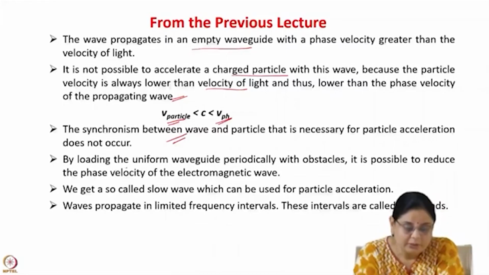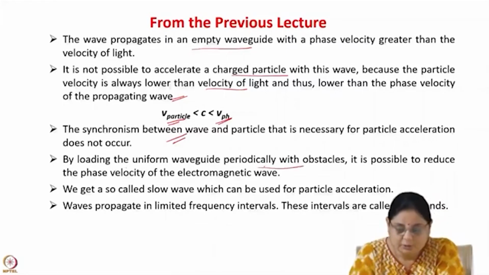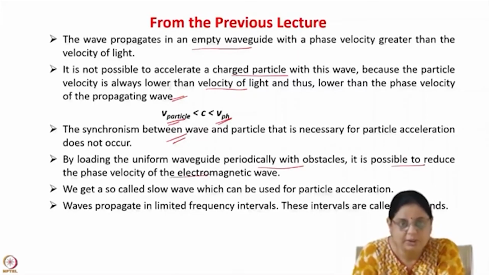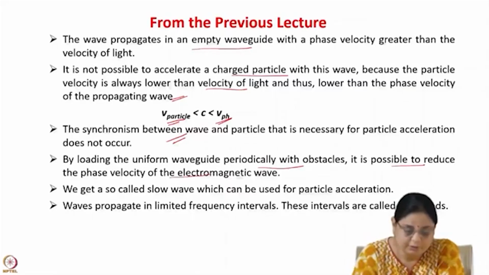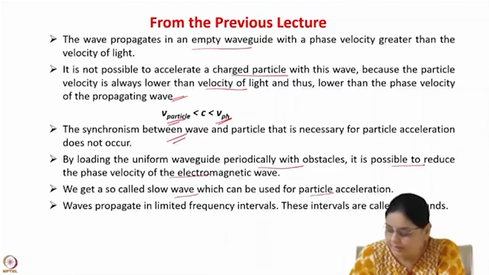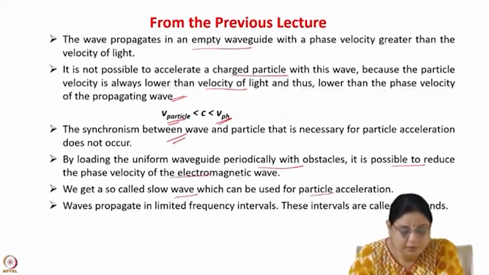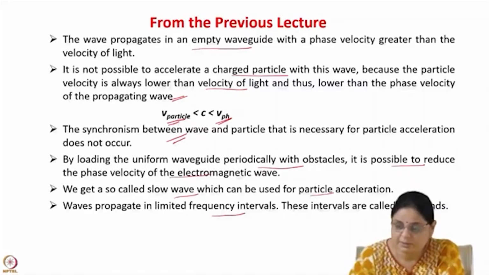Now by loading the uniform waveguide periodically with obstacles, it is possible to reduce the phase velocity of the electromagnetic wave. We saw that by introduction of space harmonics, the phase velocity of the wave in the waveguide can be reduced. So we get what is known as a slow wave, which can be used for particle acceleration. The waves now propagate in limited frequency intervals, and these intervals are known as pass bands.